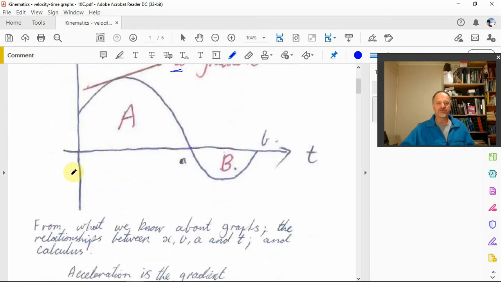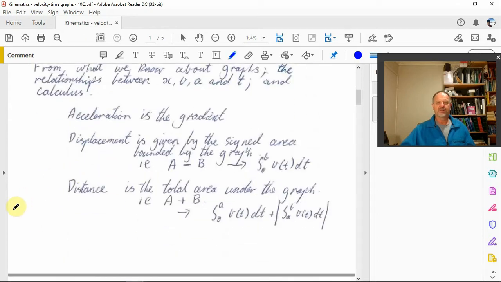All right, so from what we know about the graphs, the relationships between those things, here's that. So the acceleration is the gradient, I've said that. Displacement is given by the signed area bounded by the graph, i.e. A minus B. And so we can just go straight away 0 to B. We don't need to take into account the fact that that bit below is negative, because we're talking about displacement, where we start to where we finish. So that's taken care of, but the distance, as I said, we need to split it up into two, the bit above, the bit under, and ignore the negative. All right, so I already mentioned that.